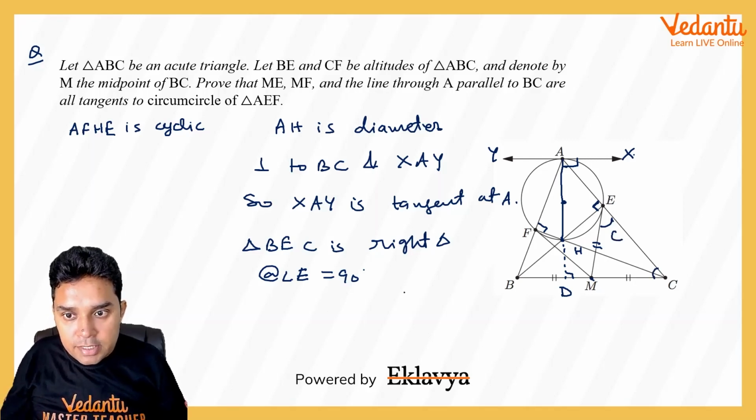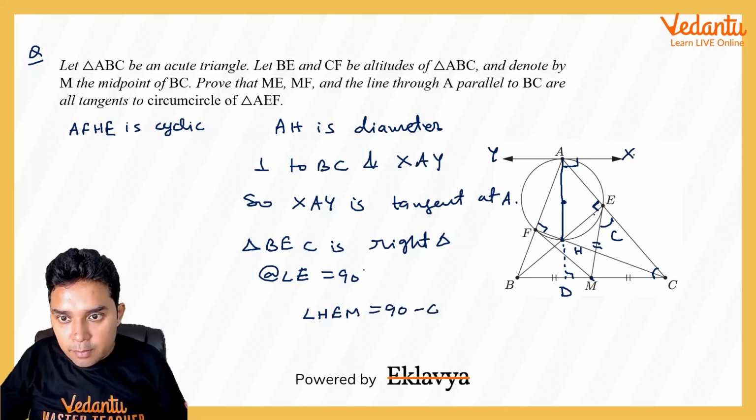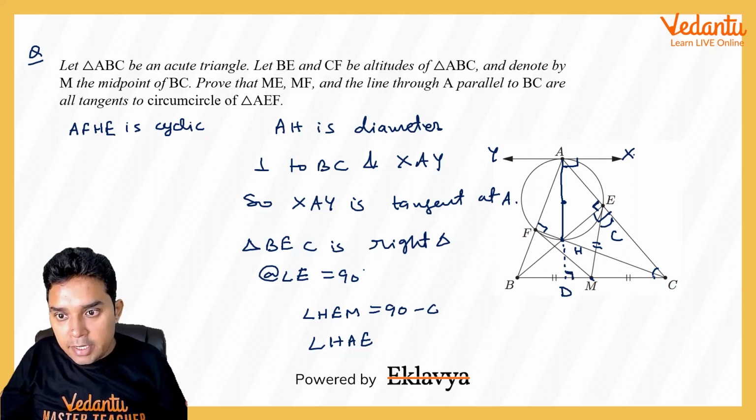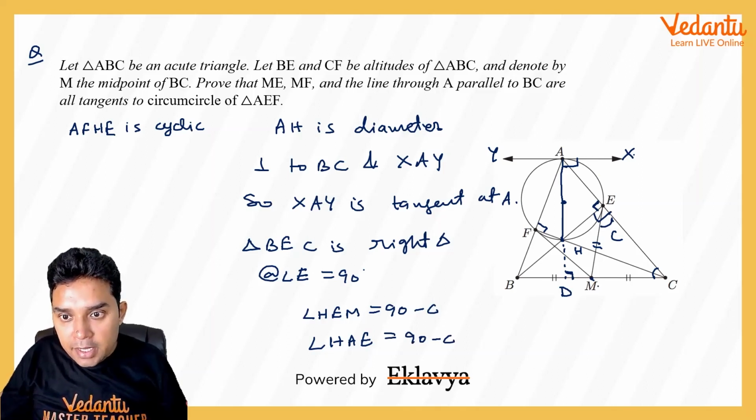Now from this we can say this angle HEM will become equal to 90 minus C, as this complete angle is 90. And also this angle HAE, because here it is 90 and this is C, will also be 90 minus C. So you can easily see that the angle which ME is making with HE here is the same as this angle.